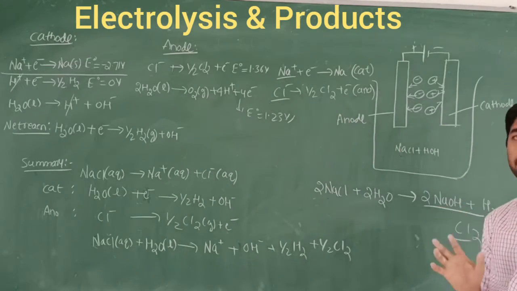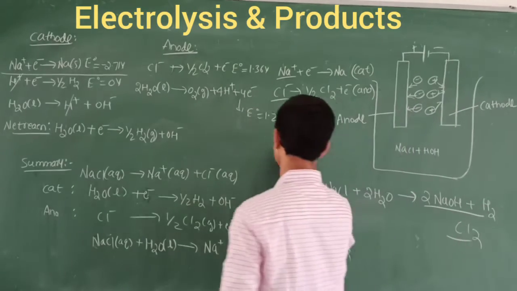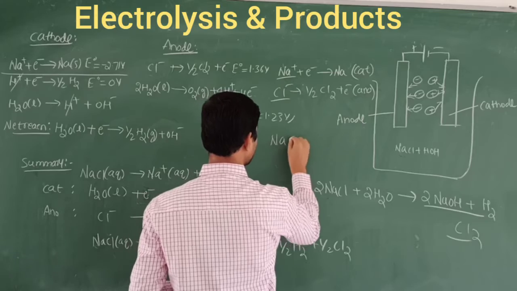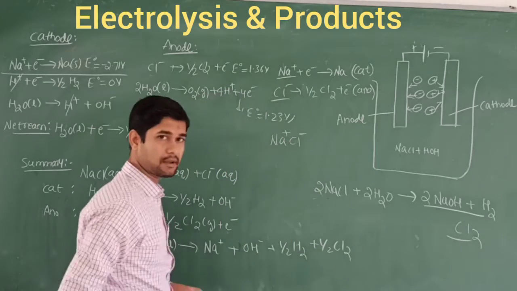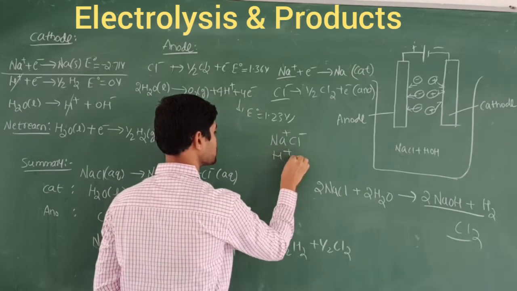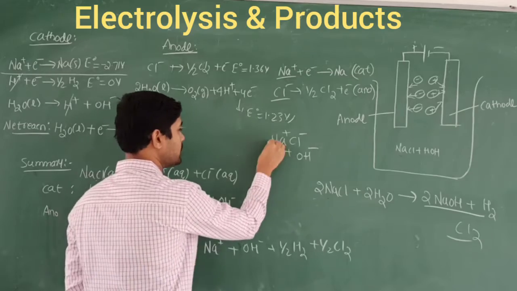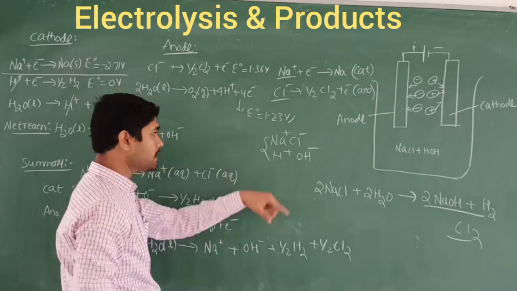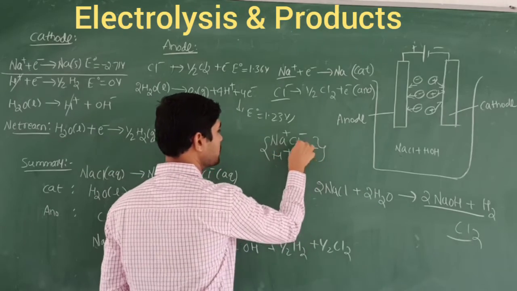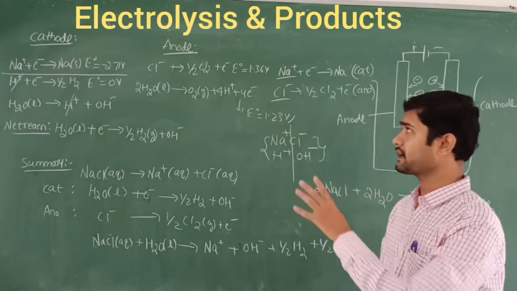At the cathode, what are the possibilities? When you take NaCl, I write it as Na plus and Cl minus. When this NaCl is dissolved in water, I also write H plus and OH minus. So there will be competition between Na plus and H plus, as well as competition between Cl minus and OH minus. That is where the reaction takes place at the cathode.